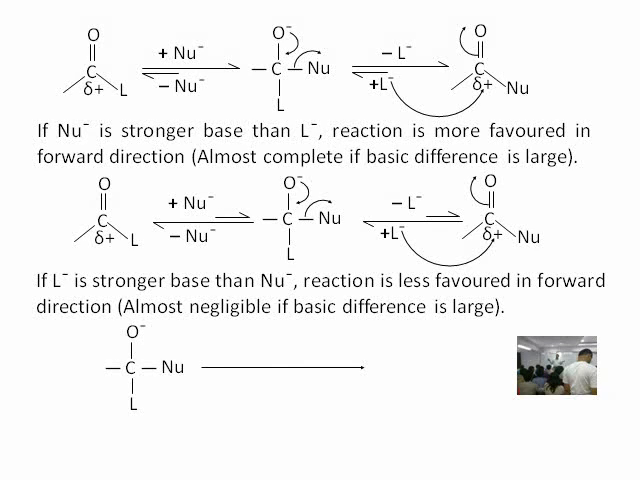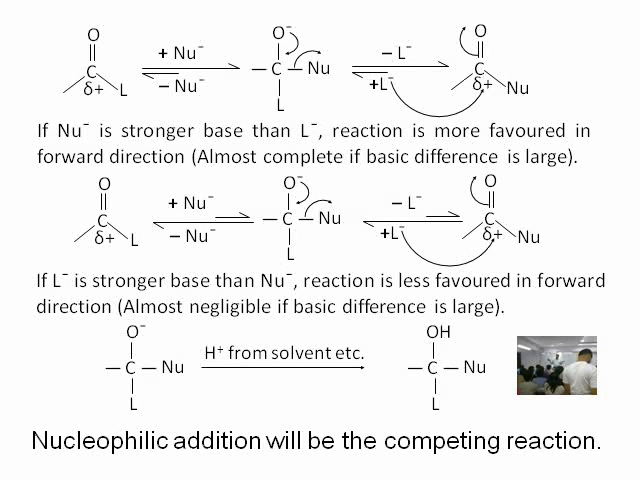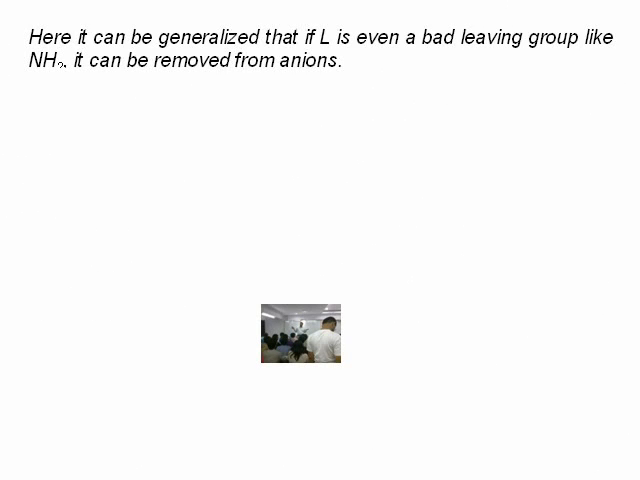This is actually a side reaction: that intermediate anion can take H plus from the solvent etc., leading to the formation of this product. So this is nucleophilic addition. This nucleophilic addition will be the competing reaction while the molecule is undergoing AN+DN nucleophilic substitution.